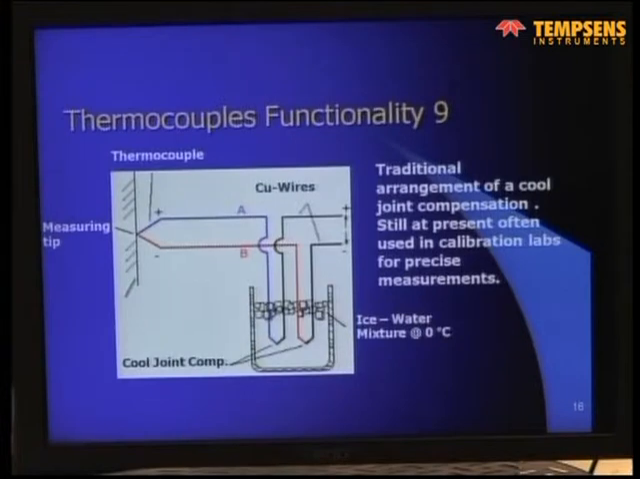Yes, so what you have to do is bring your thermocouple or the extension cable to a point where you put it into ice water, and then you can go with copper cables from this point to transport the electrical energy to your meter for measurement.